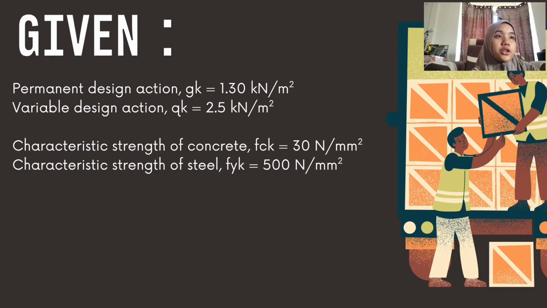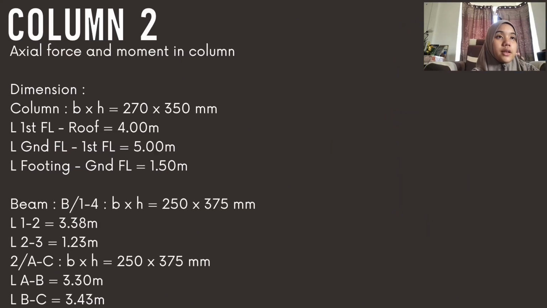Given permanent design action Gk 1.30. For variable design action Qk is 2.5. Characteristic strength of concrete fck is 30. However, characteristic strength of steel fyk is 500. So this is our dimension for column 2. As you can see here, we choose b multiplied by h is 270 multiplied by 350.